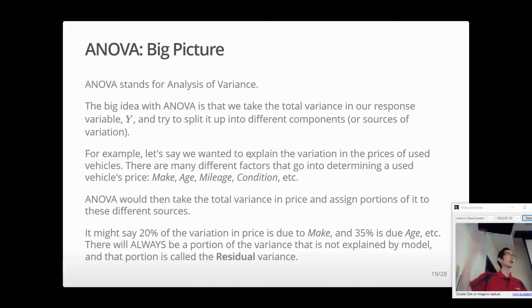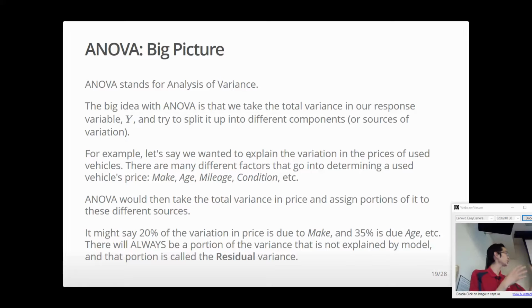How do we explain all of these different prices I see? So we've got a total variation in our response variable, and if we think about it, there's a whole bunch of different things that go into determining the price of a used vehicle. We've got the make, the age, the mileage, the condition of the car. All of these things go into determining the price of a used vehicle.